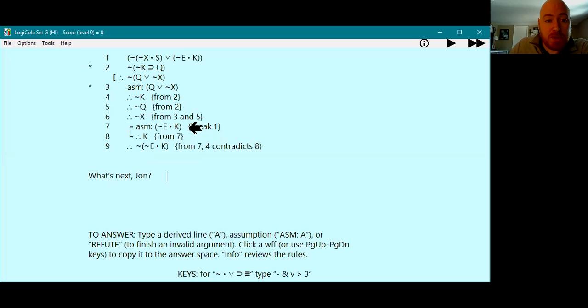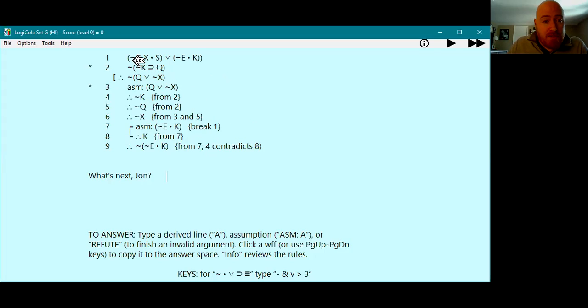So I assumed not E and K, and that led to a contradiction with line 4 and line 8. Okay, so that means I can discharge this assumption. I can close this assumption off. Now keep in mind, this doesn't mean we've proven the argument valid. Why? We've still got an open assumption here. So even though we closed off this secondary assumption, we still have an open assumption, okay?